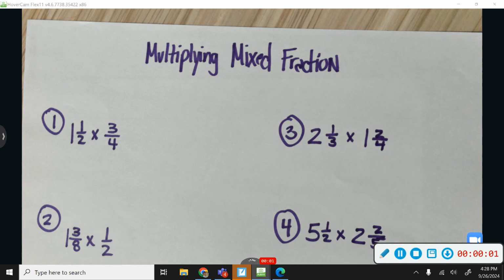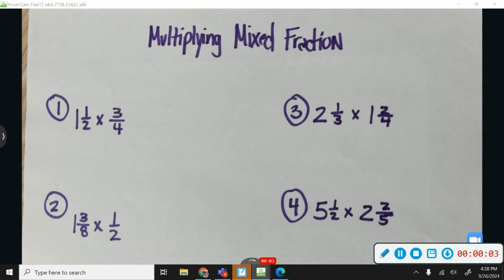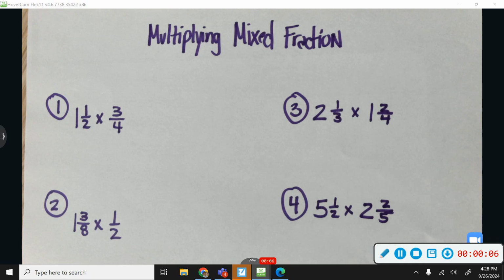Okay, so this is part 2 where I'm going to show you how to multiply mixed fractions. So let's quickly review just how to multiply a regular fraction before we go into how to multiply a mixed number. Let's look at one quick example as a review, and then we'll jump into this.